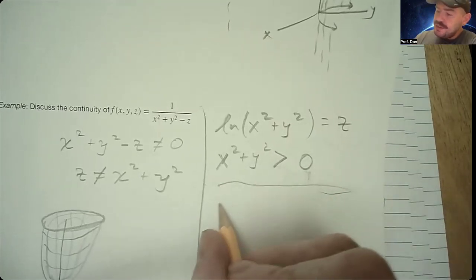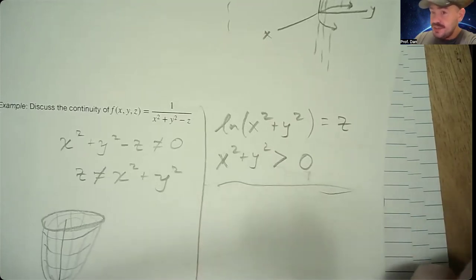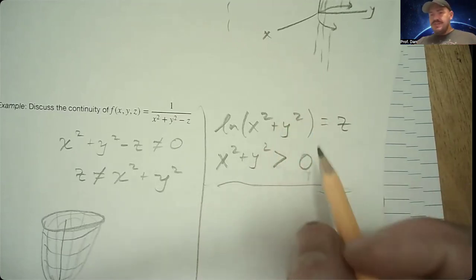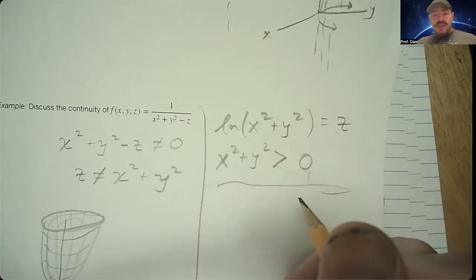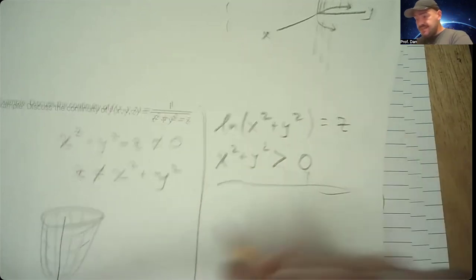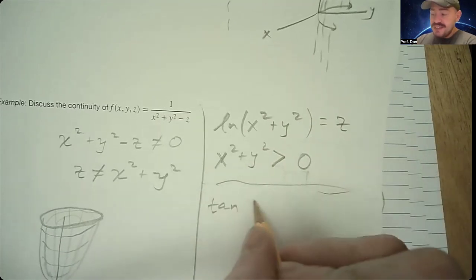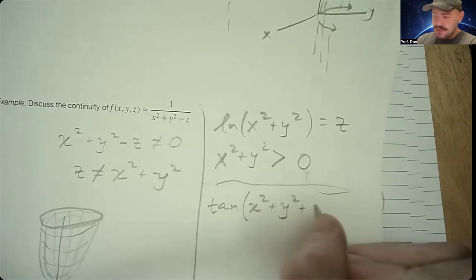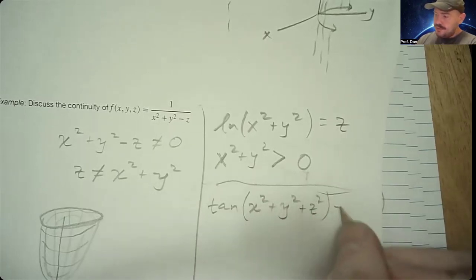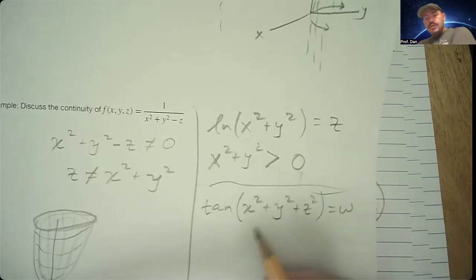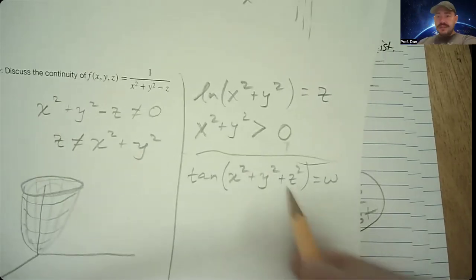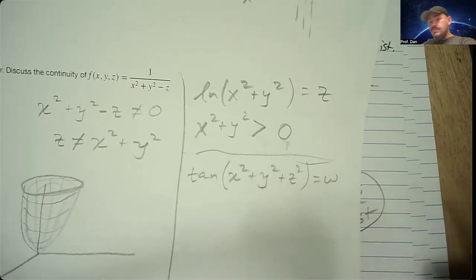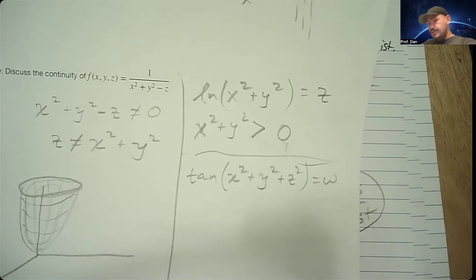If I had a trig function, we know sine and cosine are continuous everywhere, so if I had sine of x squared plus y squared, there would be no limitation. I could take sine of any angle and that's fine. But if I had something like tangent, and let's do a three-dimensional one for funsies, the math no-no would be that I can't take tangent of pi over 2 or any odd multiple of pi over 2.